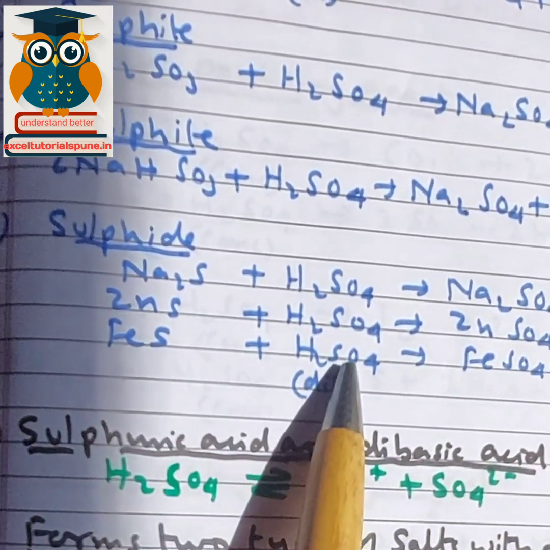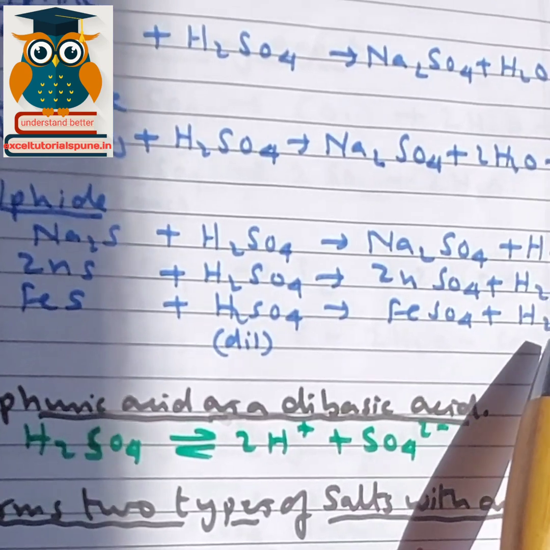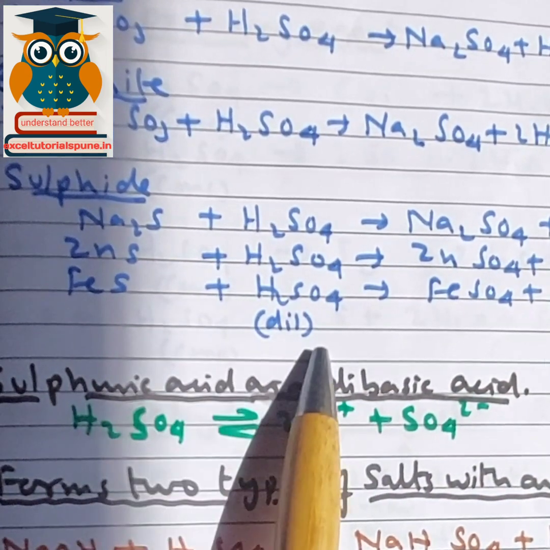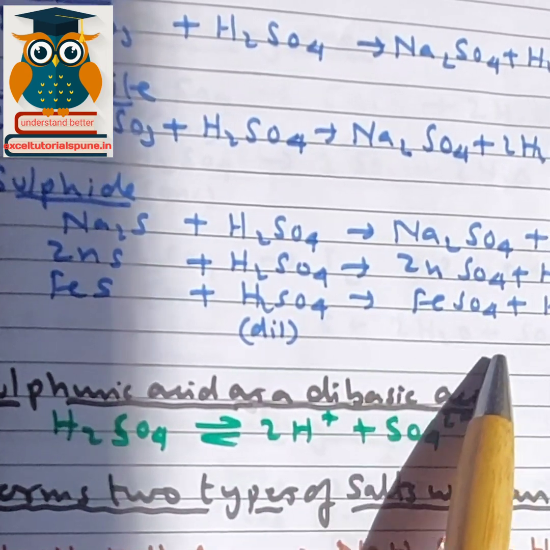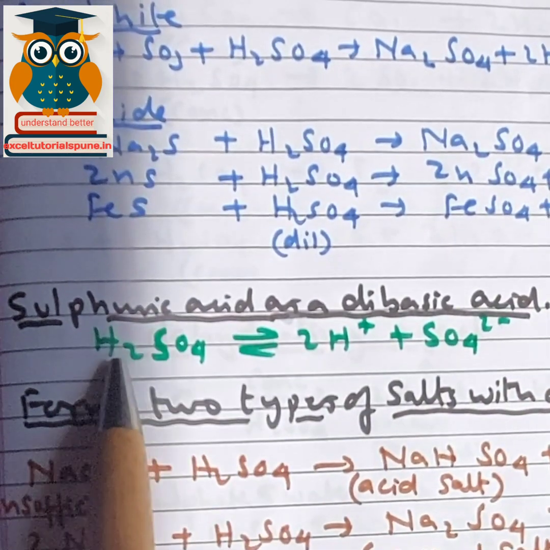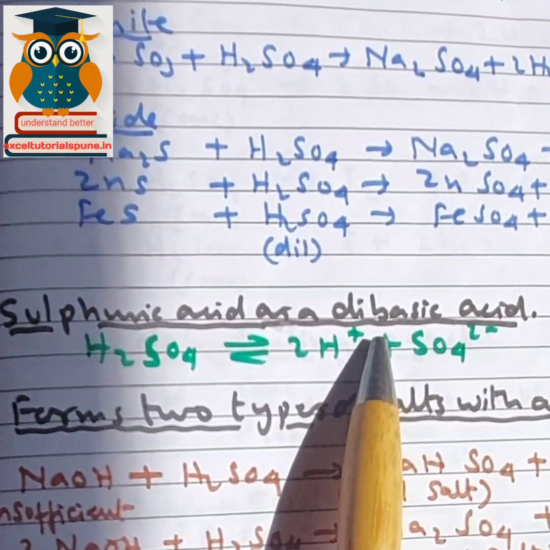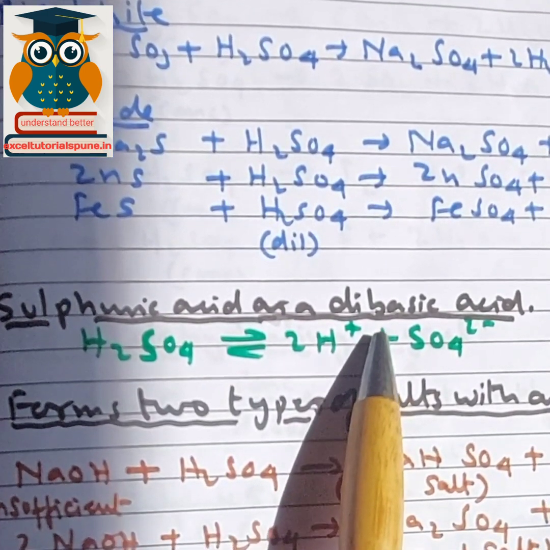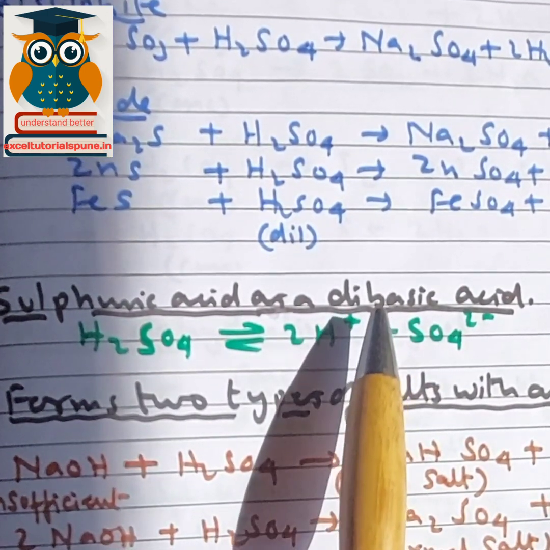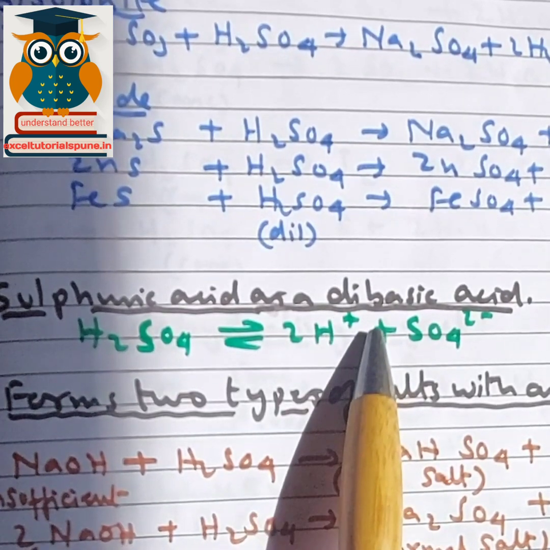Then zinc sulfide plus sulfuric acid gives you zinc sulfate plus H2S gas. Iron sulfide plus dilute sulfuric acid gives you iron sulfate plus H2S gas. Now sulfuric acid as a dibasic acid. Sulfuric acid reacts with sodium hydroxide to give you an acid salt as well as a normal salt.